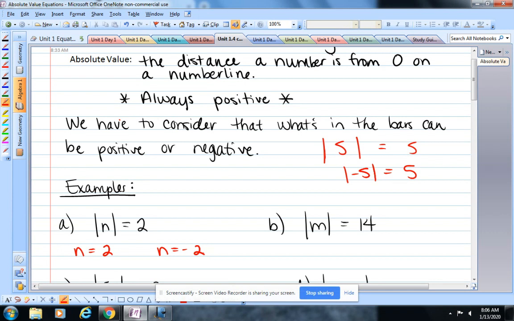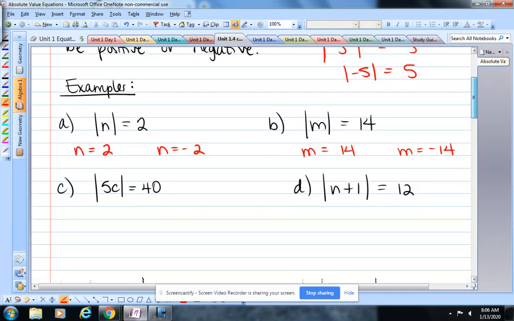Okay? So same thing with example B. This one says the absolute value of m equals 14. What possible numbers could m be? Right, positive 14 and negative 14. So anytime you have an absolute value equation, you're going to have 2 possible solutions. So we're going to end up solving 2 equations from now on. So those were the easy ones, the most basic. Now we're going to see some that we're actually going to have to solve.